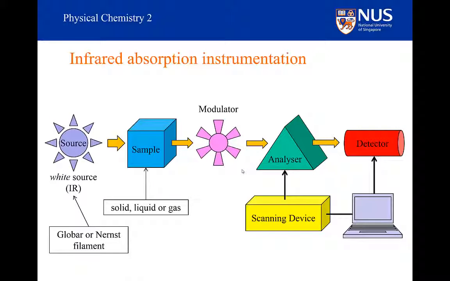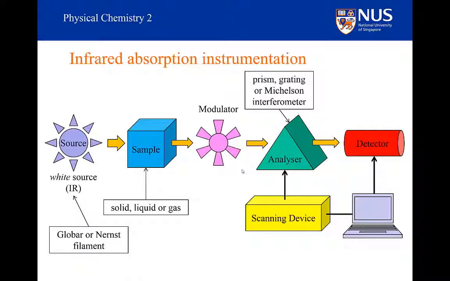The sample can be solid, liquid or gas. I'm sure you have put liquid samples or a Nujol mull between sodium chloride plates, and you may also have analysed a gas sample. Indeed, this is one of the experiments that you do in CM2192, when you'll have a look at the spectrum of gaseous HCl.